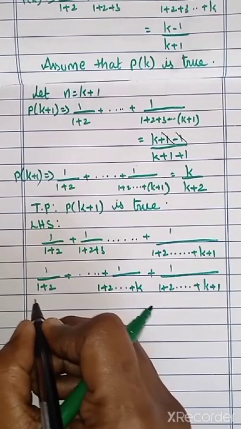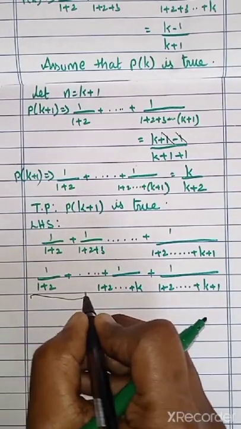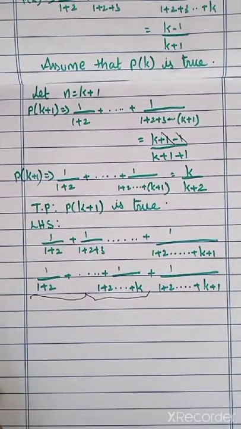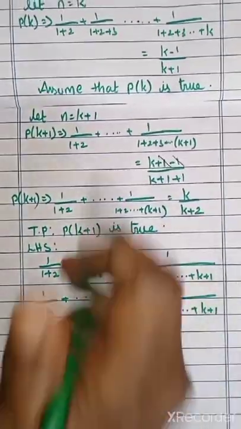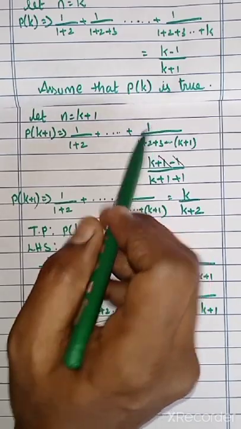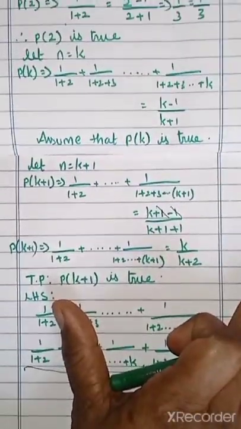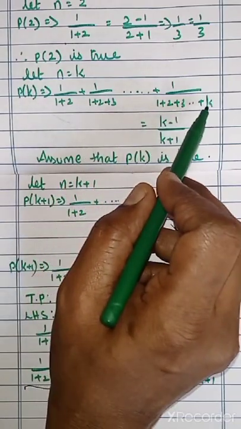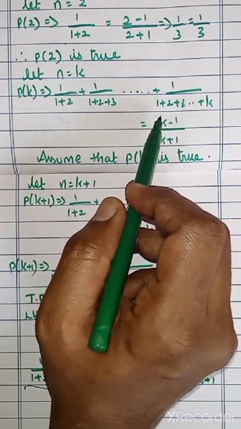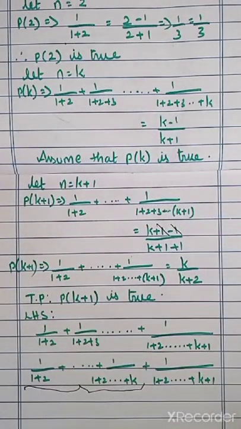What we have to do, instead of that k, this one up to this one... look at here, 1 by 1 plus 2, 1 by 1 plus 2 plus 3 etc. up to k term, what we can write? K minus 1 by k plus 1, correct?